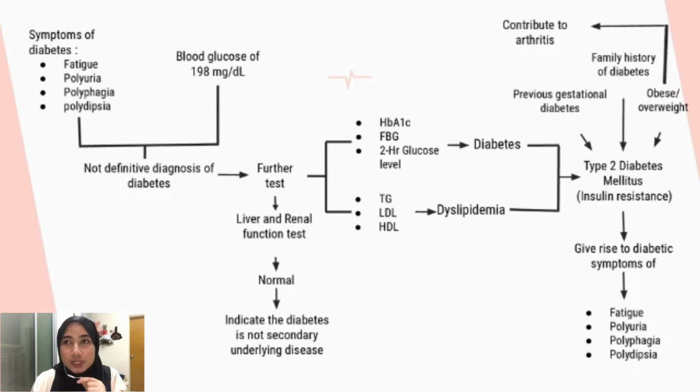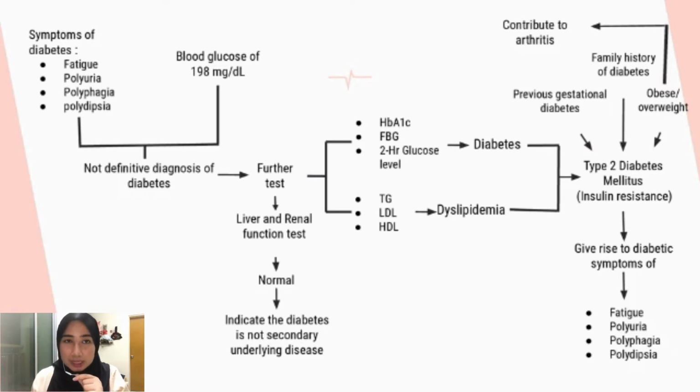So for the lipid profile test, we assess the triglyceride level, low density lipoprotein, which is LDL, and high density lipoprotein, which is HDL. All of these three readings show that this patient has dyslipidemia. Another test, which is the organ test, assesses the liver and renal function. These two tests show that this patient has normal liver and renal function, which indicates that diabetes is not secondary to an underlying disease.